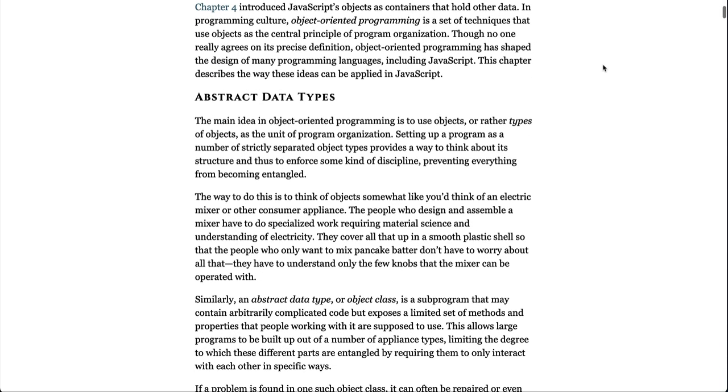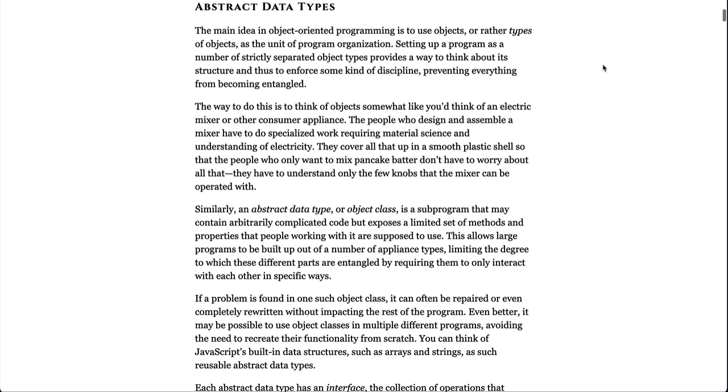Chapter 4 introduced JavaScript's objects as containers that hold other data. In programming culture, object-oriented programming is a set of techniques that uses objects as a central principle of program organization. Though no one really agrees on its precise definition, object-oriented programming has shaped the design of many programming languages, including JavaScript. This chapter describes the way these ideas can be applied in JavaScript.